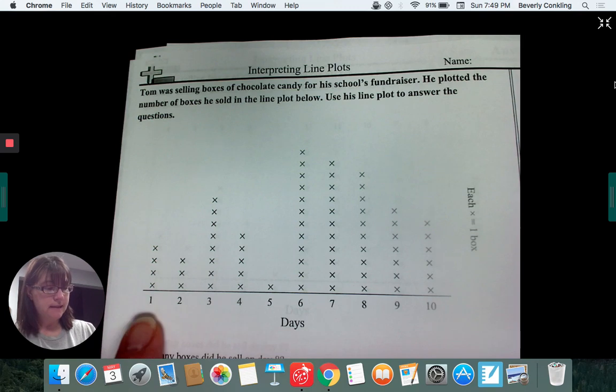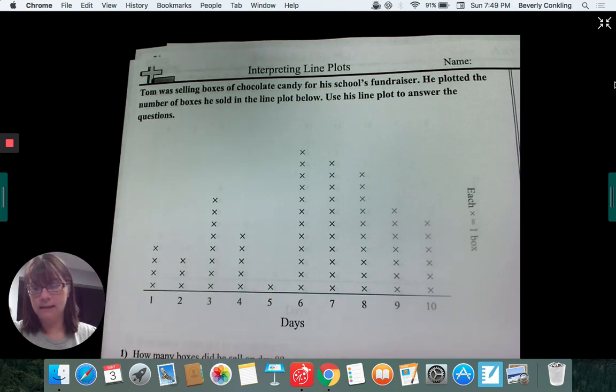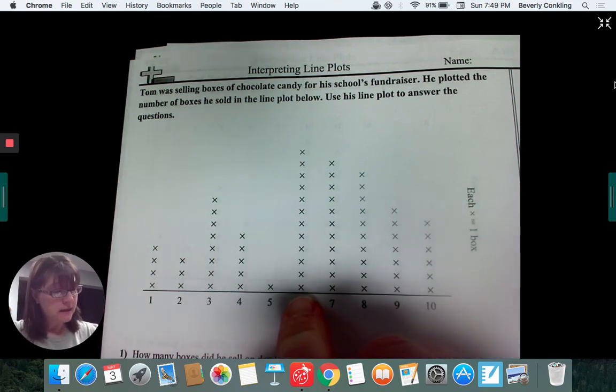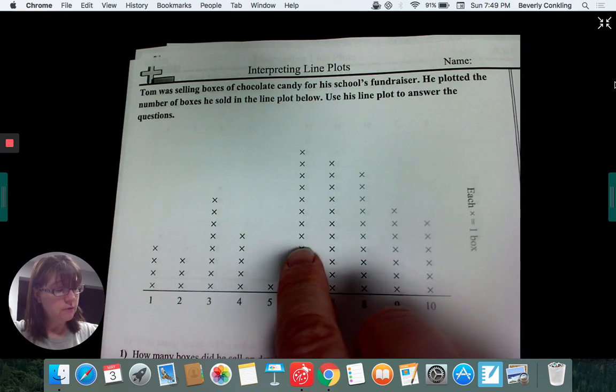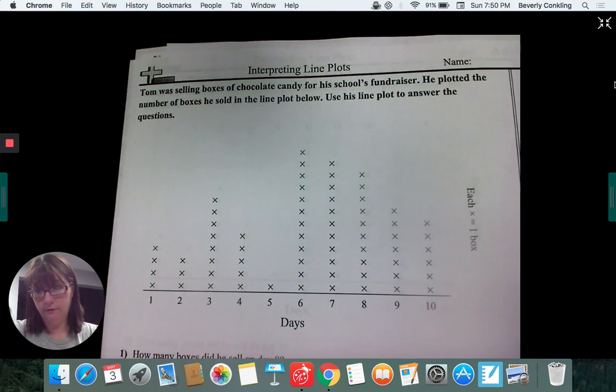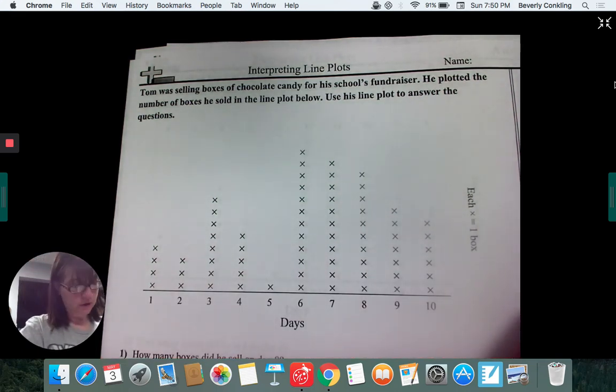So days, okay, so on the first day he sold 4 boxes. I just count the number of X's and that tells me how many boxes that he sold on that day. So on day 6, he sold 1, 2, 3, 4, 5, 6, 7, 8, 9, 10, 11, 12. Okay, and so using this, I can figure out some answers to some questions.